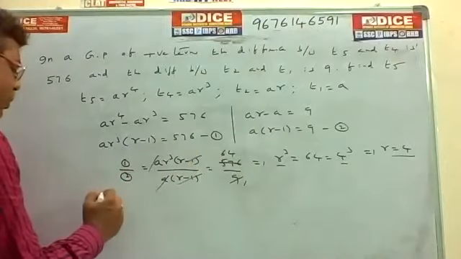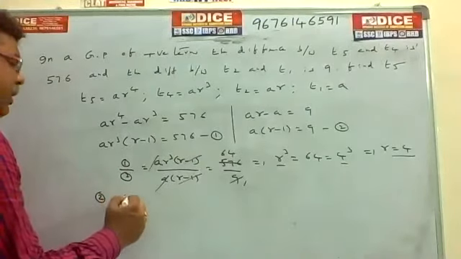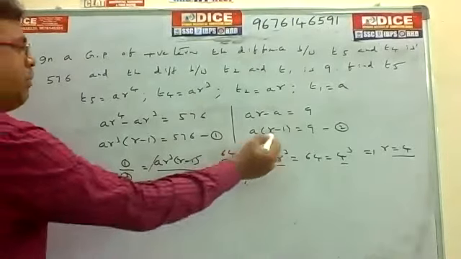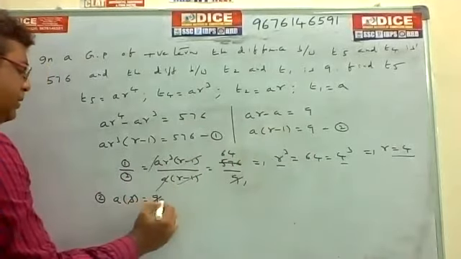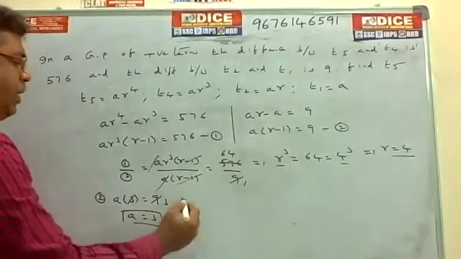How to find A? From the second equation, A into R minus 1 is equal to 9. R is 4, so A into 3 is equal to 9. So the value of A is equal to 3. Finally, I have found all the values.